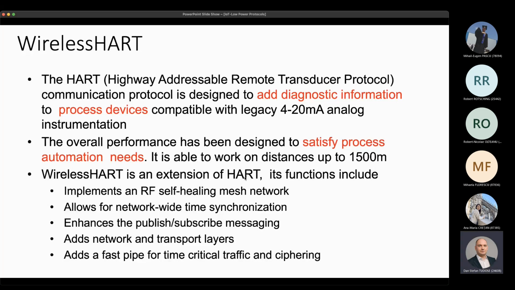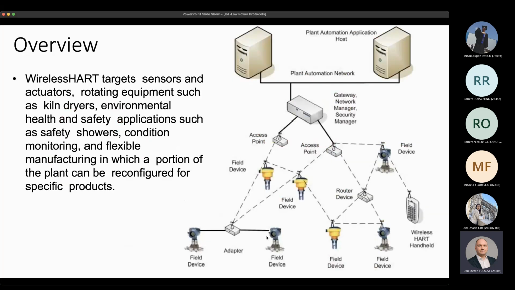WirelessHART is an extension of HART. So HART is wired over that 4-20 milliamp current loop, while WirelessHART is designed to be, like the name says, wireless, over a radio transmission. Just as with ZigBee, you can implement mesh networks through WirelessHART. You can have all sorts of publish-subscribe messaging, and it has some particularities which we're going to talk about in the next slides.